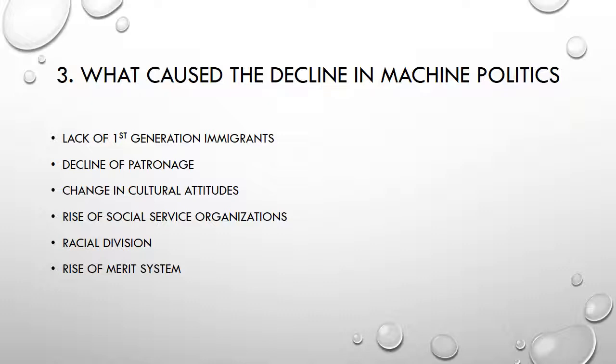As blacks moved into the city, it wasn't just immigrants from European countries anymore. It was blacks from the South, and they weren't as interested in the machine as were the white people. And then finally, the last one is the rise of the merit system. The merit system is the opposite of patronage. It's where you appoint people because they can pass exams or they have qualifications rather than because they are loyal to a certain political party.